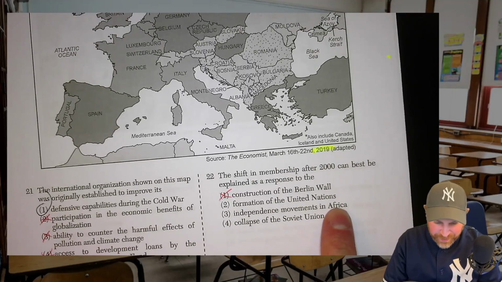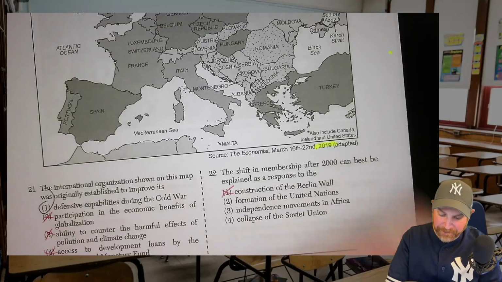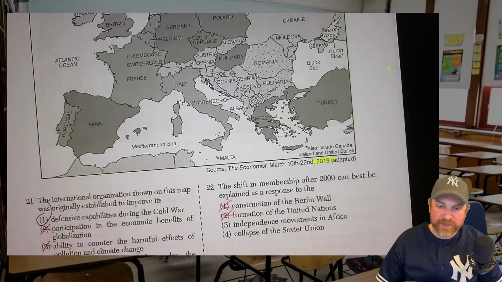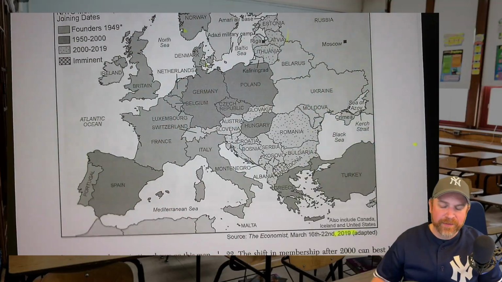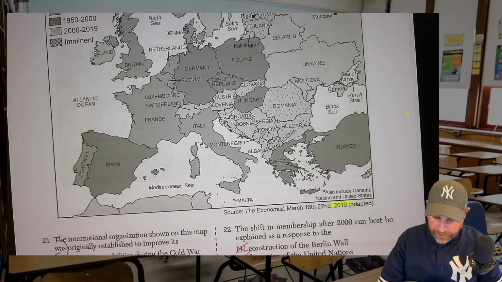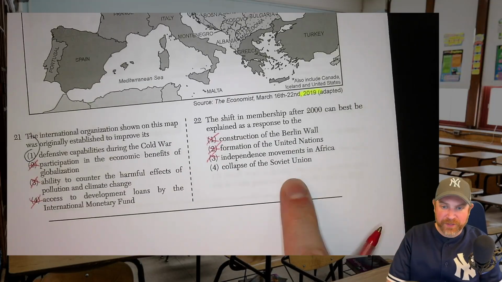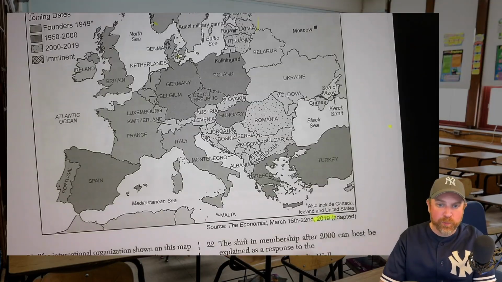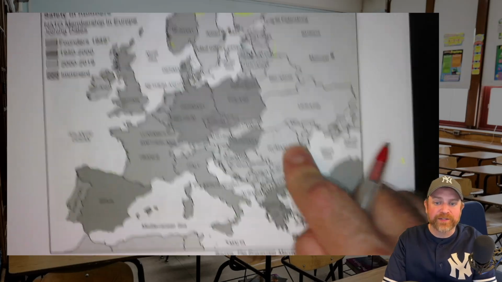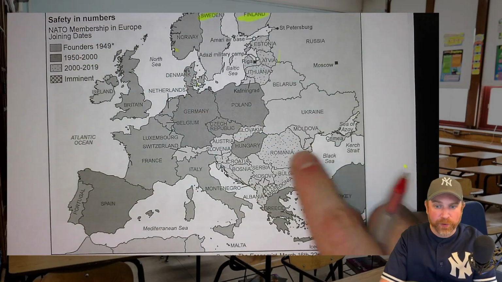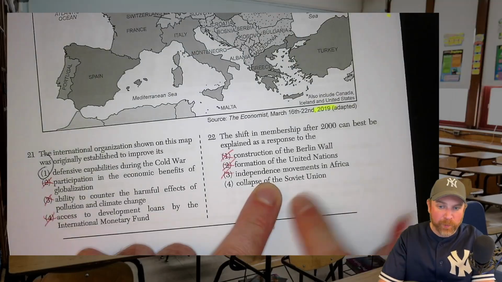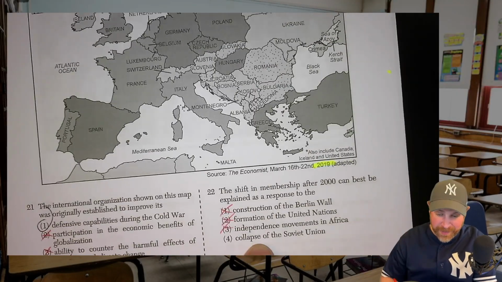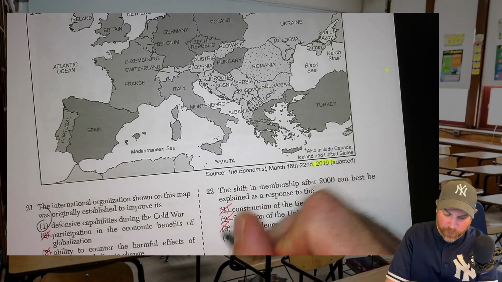Formation of the United Nations also happened before 2000. Right? That happened in 1945, just after World War II. Independence movements in Africa has nothing to do with a military alliance in Europe. So we cross off 3. Collapse of the Soviet Union is the best bet here, right? Because if you didn't have the collapse of the Soviet Union, you wouldn't have Eastern European countries being free to decide to join NATO because they were forced to be part of the Warsaw Pact. But once the Soviet Union is gone, they could do their own thing now, right? They don't have to listen to the Soviet Union anymore. So choice 4 is the answer for number 22.